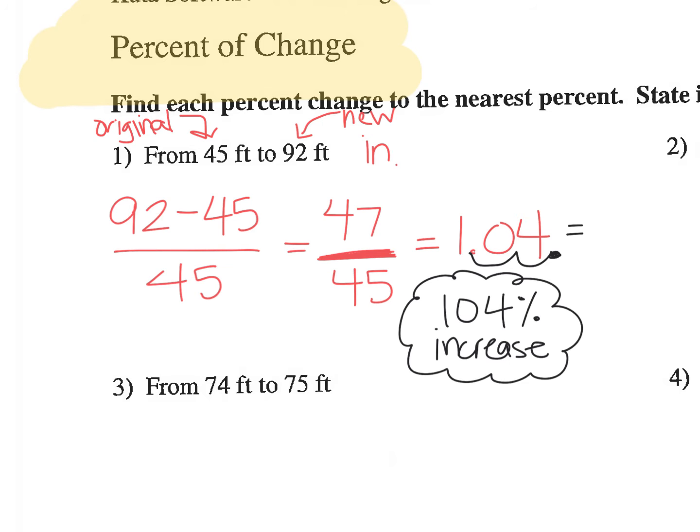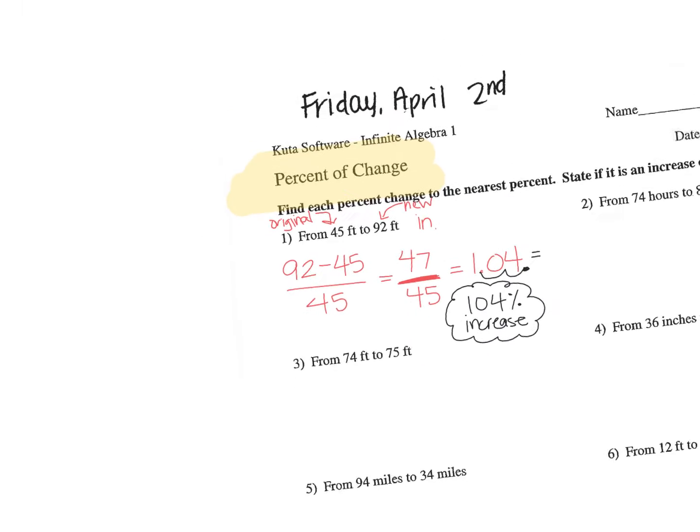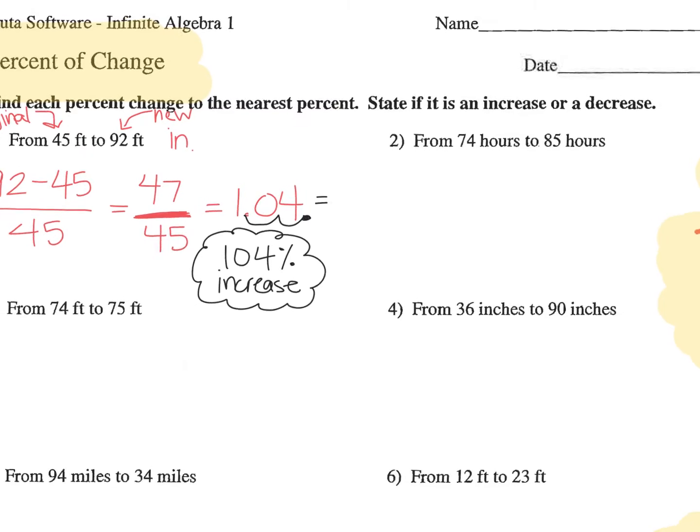because 45 times 2 is 90. So if I'm doubling it, that would be a 100% increase. And then to 92 is a little bit more. So it's increasing more than 100%. All right, let's look at another one.